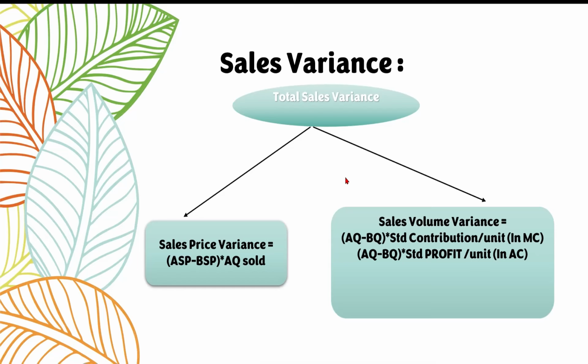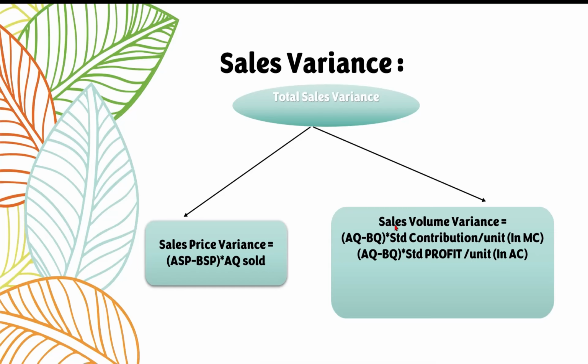Okay, so if the question simply asks to calculate the total sales variance or the sales variance, it means you need to calculate the sales price variance and the sales volume variance, and add both of these two. Now the formula to calculate the sales price variance: the name itself suggests it is the variance in the selling price. So we take the actual selling price and the budgeted selling price, then figure out the difference of these two. Then we multiply the difference with the actual quantity we have sold. Right? But in case of sales volume variance, how can we calculate?